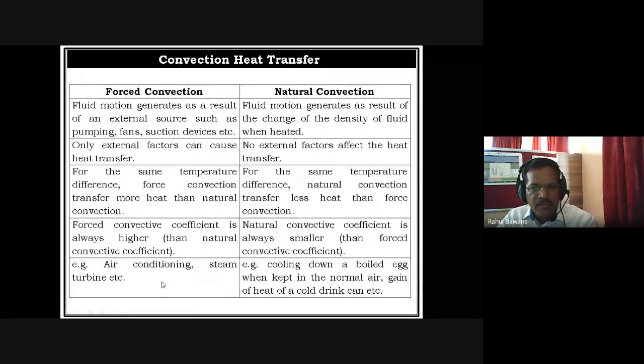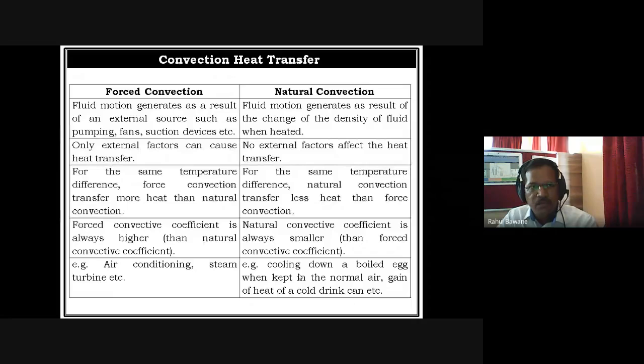And the last point is example. A forced convection example is air conditioning or a steam turbine. For natural convection, it is simply keeping any hot object in open air, or suppose you kept a cold drink bottle or can outside, so it gains heat. After some time you find that the cold drink is not cold enough because it gained heat from the surroundings. So that is natural convection. This is the main difference.